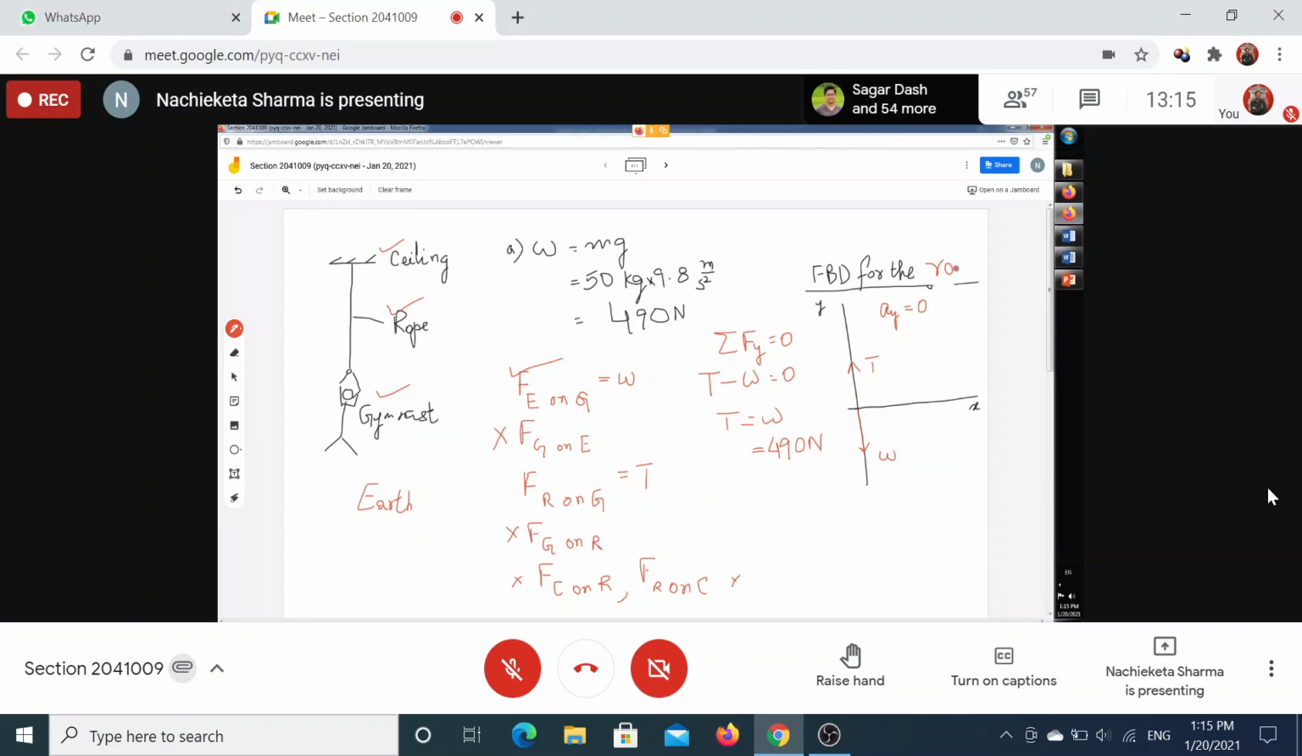Now the interaction of rope and ceiling is important for me. So what are the forces that I am going to include? The first is the ceiling. The ceiling is pulling the rope, so the force of ceiling on rope, this I am going to include. Which am I not going to include? I will not include this one.